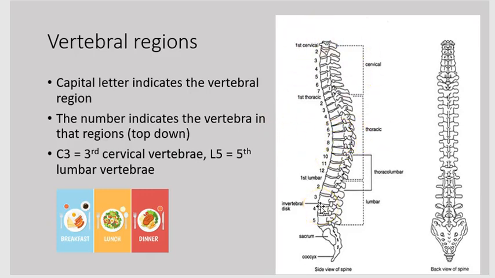To remember how many vertebrae are in each group, I like to use this idea of breakfast, lunch, and dinner. You have breakfast at 7, so you have 7 cervical vertebrae. Lunch at 12. Dinner at 5. I know a lot of y'all probably don't eat dinner at 5, but I'm old. So, dinner at 5. So 7, 12, and 5.